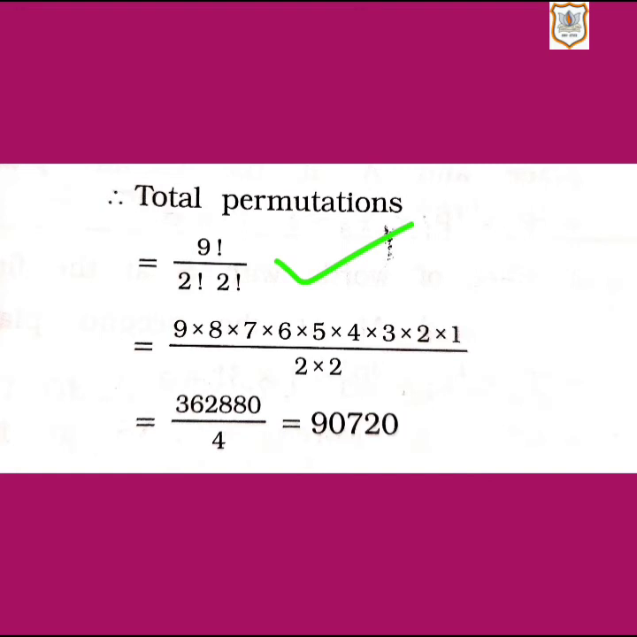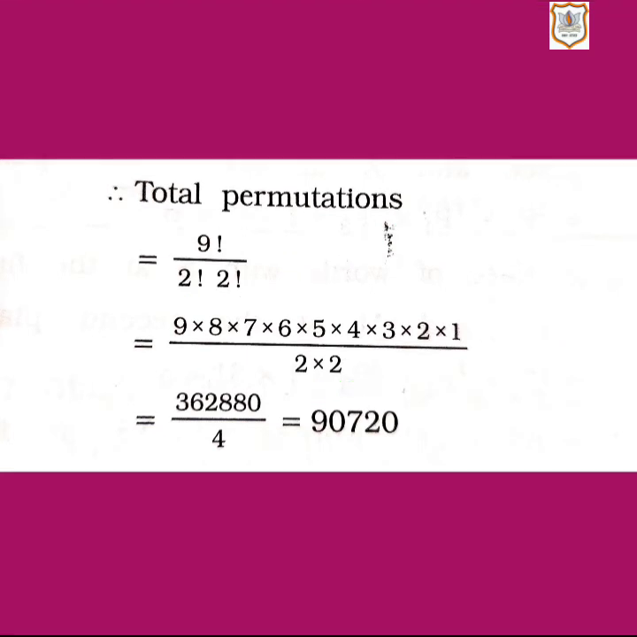So 9 factorial becomes 9 into 8 into 7 into 6 into 5 into 4 into 3 into 2 into 1. And the value of 2 factorial is 2. Again the value of 2 factorial is 2. So 2 multiplied by 2. Multiplying 9 factorial will give you 3,62,880 divided by 4, since 2 into 2 is 4. So the value is 90,720. So the word appearing can be arranged in 90,720 ways.